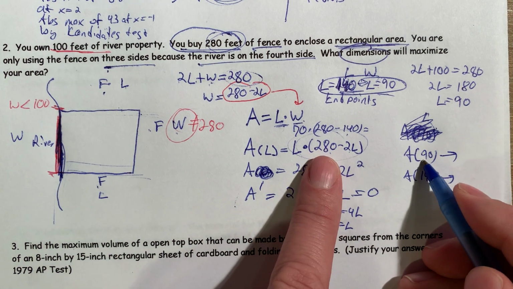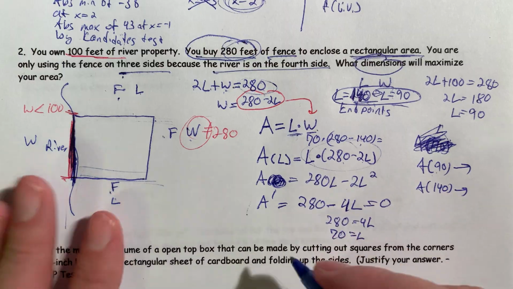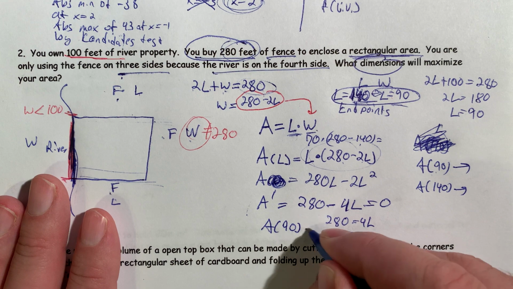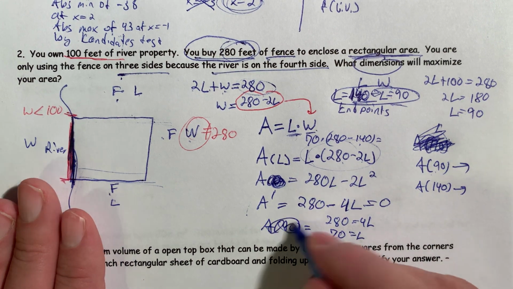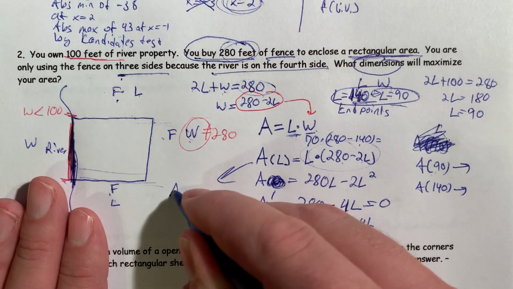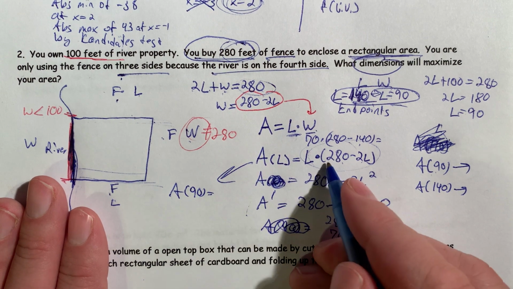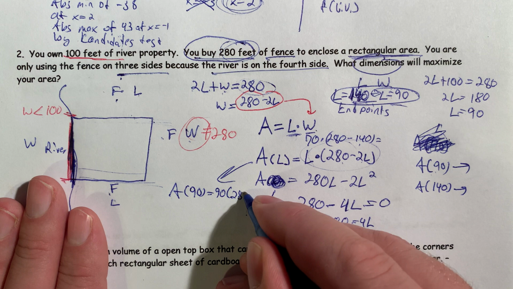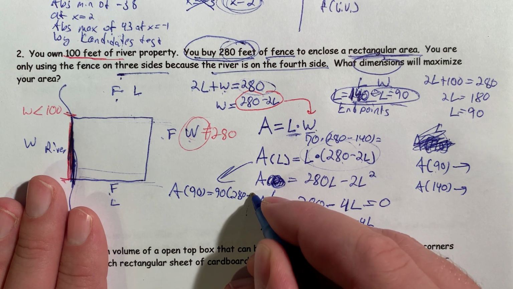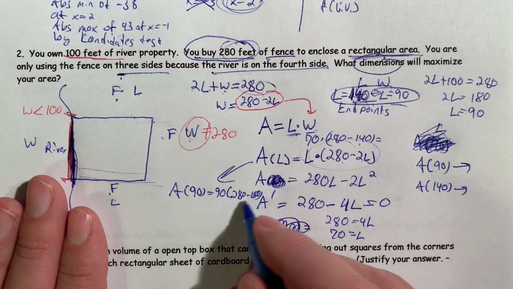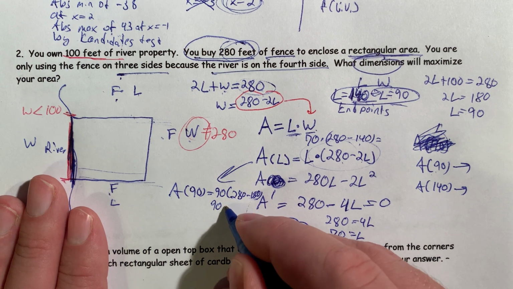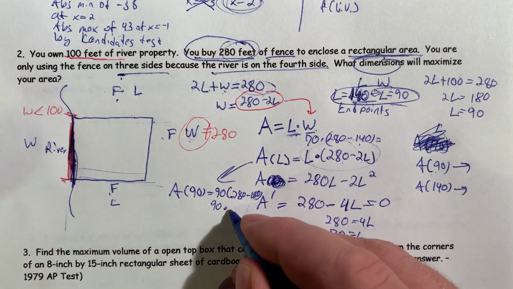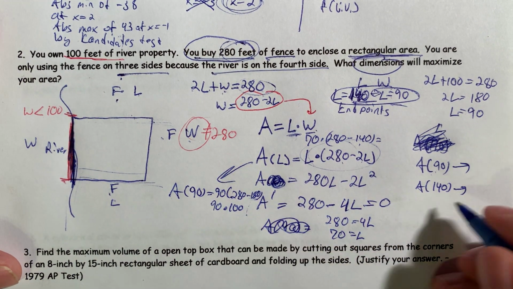So when the length is 90, I'm using this formula. When the length is 90, we'll get 90 times 280 minus 180. 2 times 90 is 180, and that's 100, which makes sense, right? The reason this was our endpoint is because it's when the width is 100. So you get 9,000.